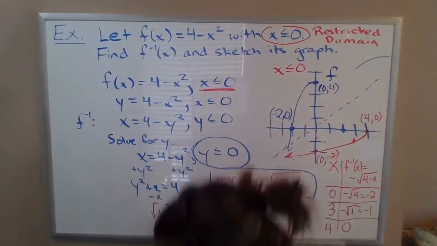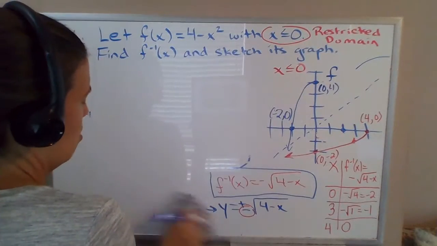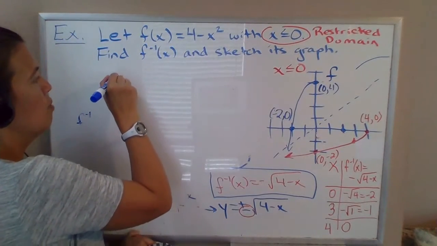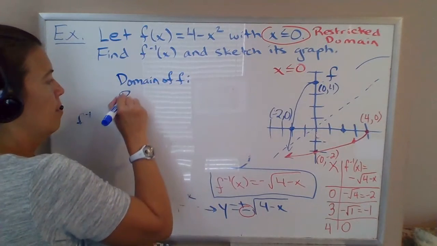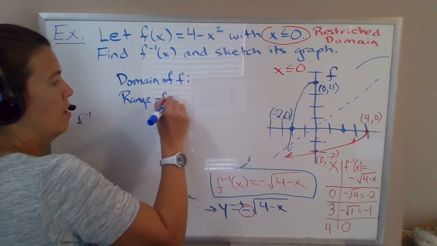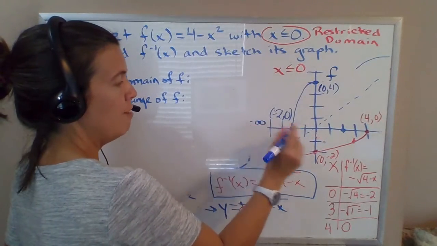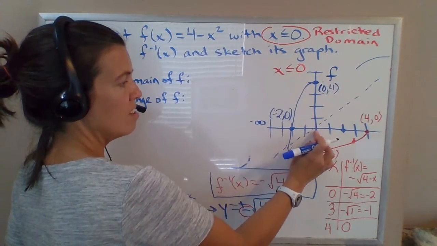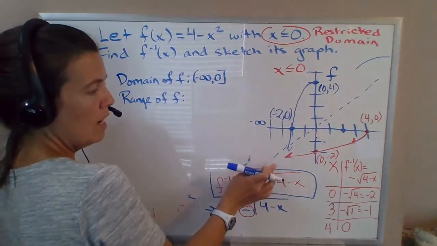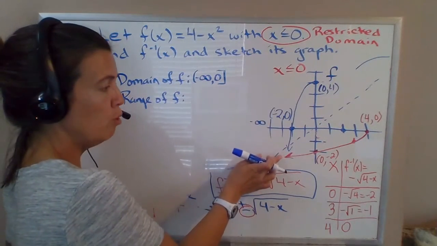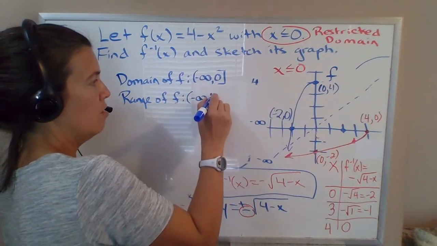One last thing I'd like to point out, looking at this graph overall, notice how, let's say we write down the domain and the range of f. Domain of f, range of f. So the domain of the graph in blue, the graph of f, is negative infinity up to 0. Lowest x to highest x included on that blue graph. Negative infinity to 0. And the range, lowest y to highest y for the graph in blue, would be negative infinity up to 4. Negative infinity to 4.